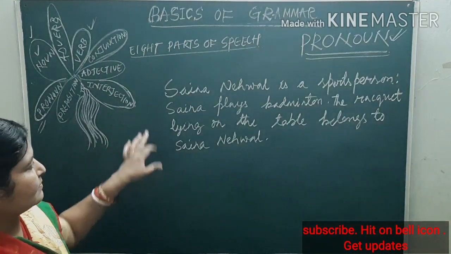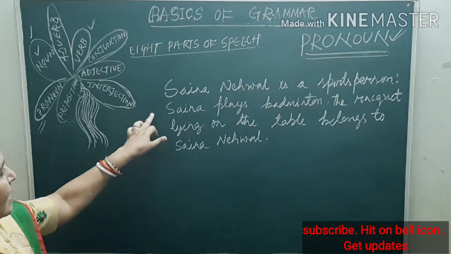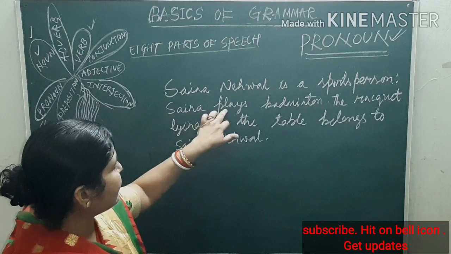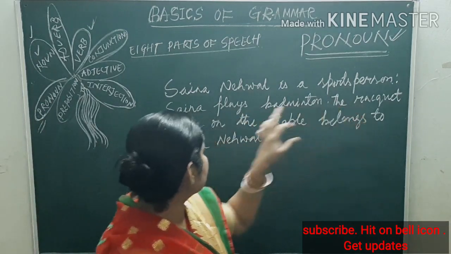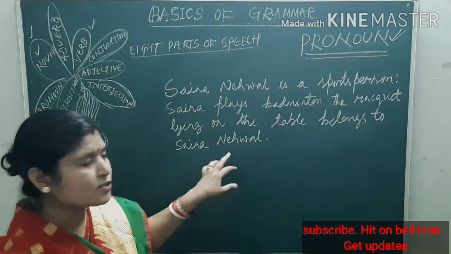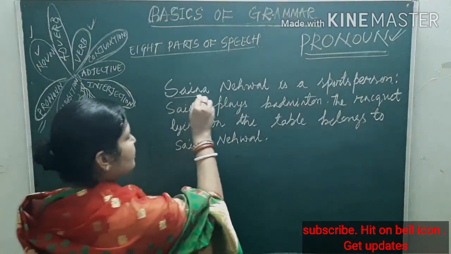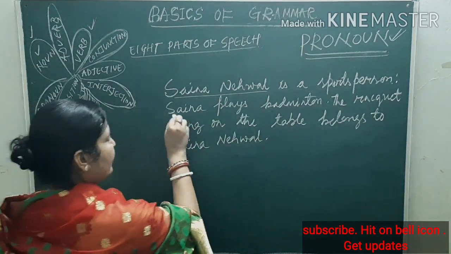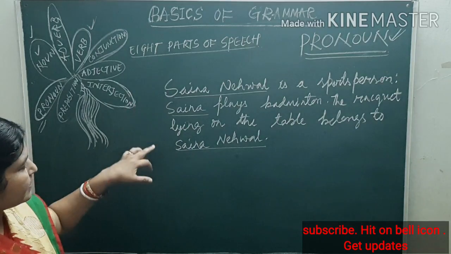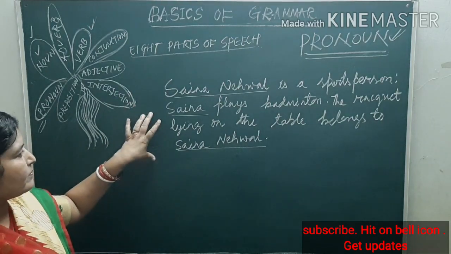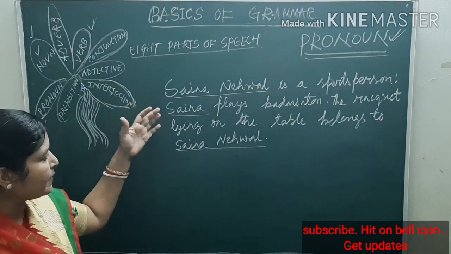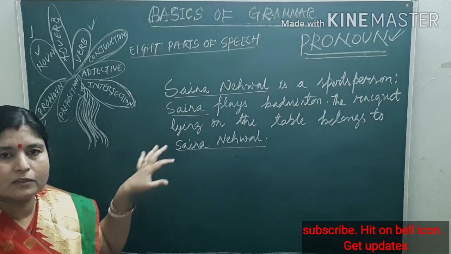Just read this paragraph. Saina Nehwal is a sports person. Saina plays badminton. The racket lying on the table belongs to Saina Nehwal. Here I have repeated these words: Saina Nehwal, again Saina Nehwal, again Saina Nehwal. When I repeat these words, this paragraph does not suit our ear, so we have to change it. We can replace these words with other words.